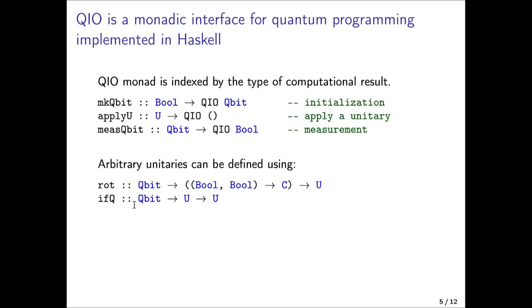Now for ifQ, it takes a qubit and a unitary and returns another unitary in which the first argument becomes the control. And that lets you define controlled gates such as CNOT or Toffoli.